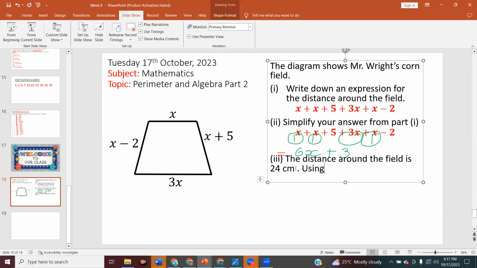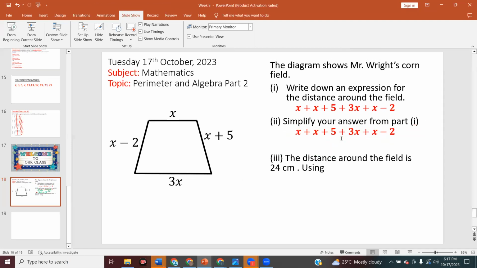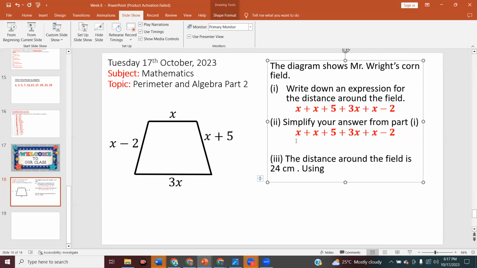So let me make this lower. Let me just put the answer here so it wouldn't be confusing. We got our answer for this one, it was what? 6x plus 3, just so it wouldn't be confusing. So the answer was 6x plus 3.